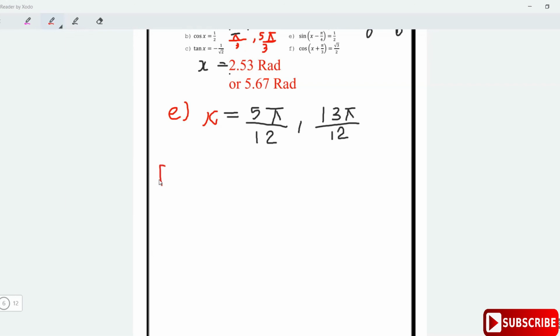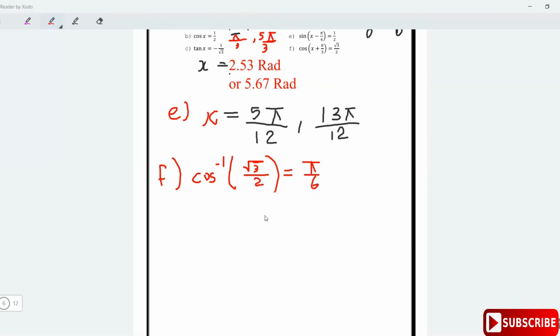So for part F, first thing I want you to do is take cos inverse of the value that is given. So we want to find cos inverse of root 3 over 2. Now cos inverse of root 3 over 2, I believe that is pi by 6. I'm going to verify it with my calculator. Cos inverse of root 3 over 2. Yes, it's pi by 6.